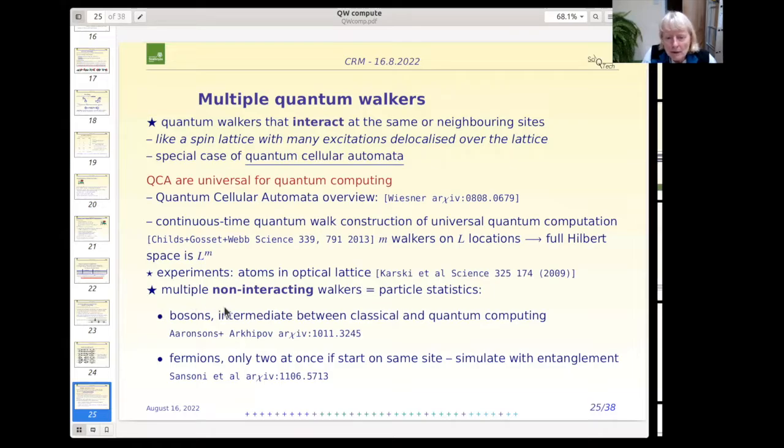Multiple non-interacting walkers give you quantum particle statistics. So you get bosons or fermions. You have to take into account that quantum particles are not just like ordinary particles. And if you do bosons, you get boson sampling. It's intermediate between classical and quantum computing in how powerful it is in complexity theory. If you get fermions, you can only have 2 at once if they're starting on the same site, and you can simulate those with entanglement. And there's various papers about how that works too.